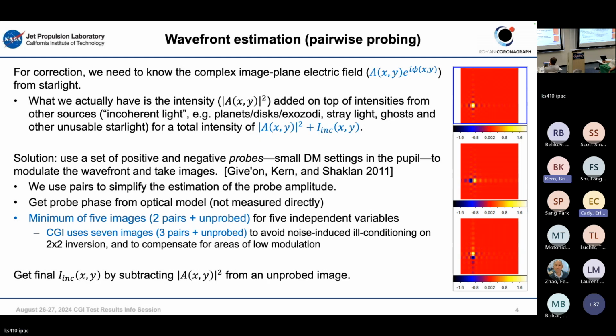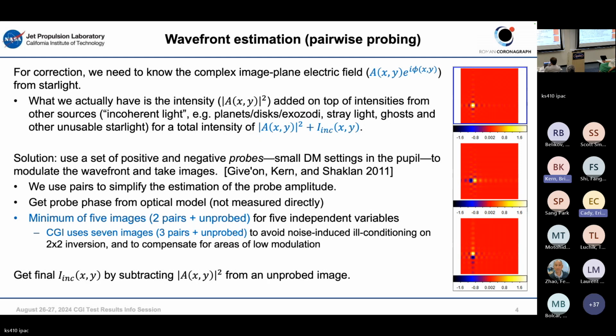You're also getting all the other background intensities, some of which are astrophysical, and that's your planet, for example, where you can't correct your planet. Zodi, exozodi, stray light, ghosts, they're not all external to CGI effects here. And so model-wise, we say there's some coherent intensity and some incoherent intensity that we're seeing in any particular image.